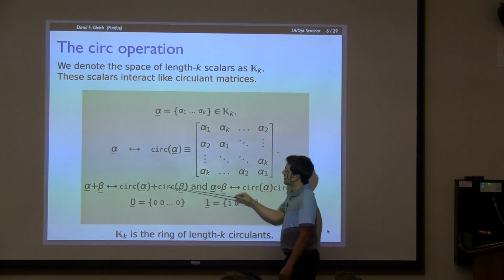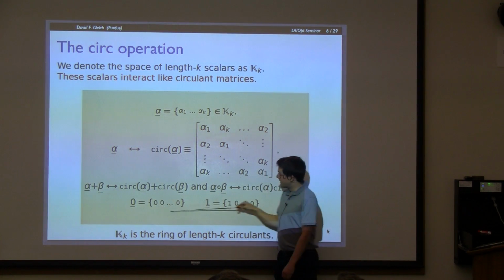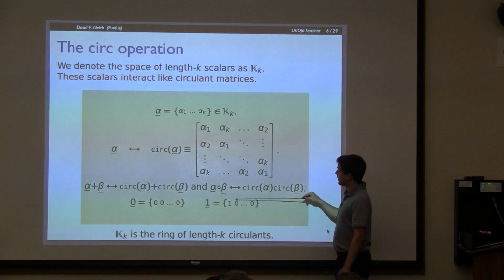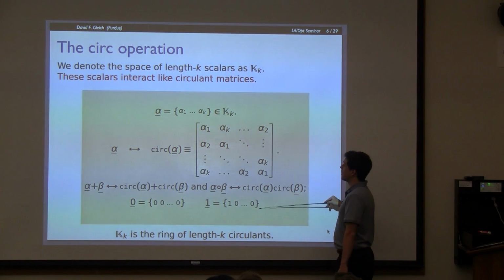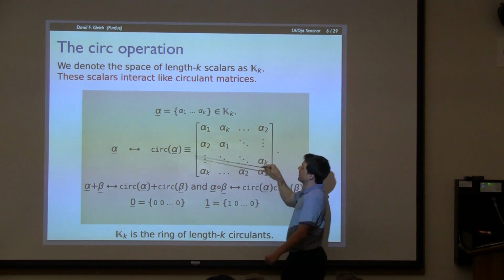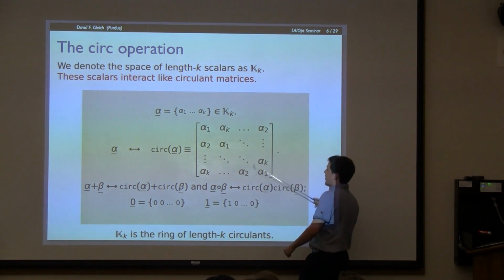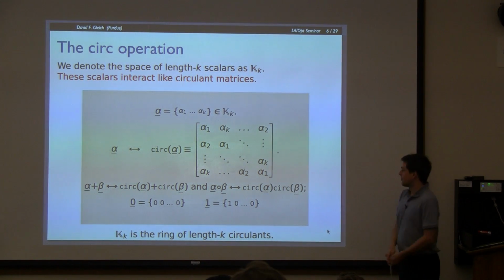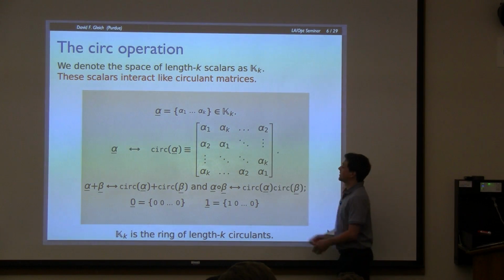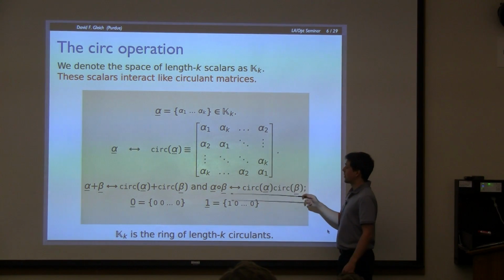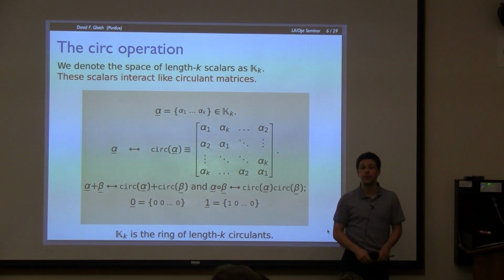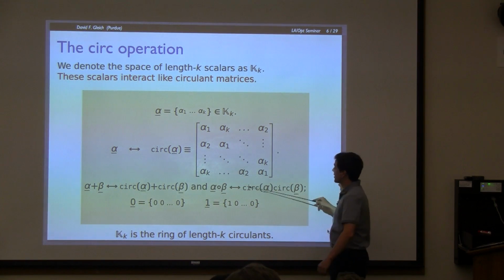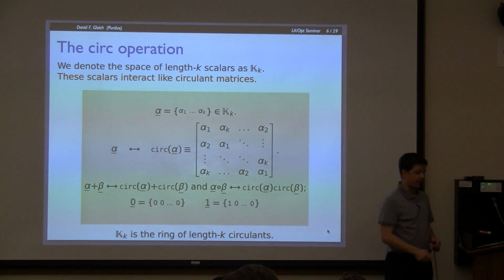So then we also define some 0 elements and 1 elements. The 0 circulant is just the vector of all zeros. The identity circulant is just the vector 1, 0, 0, 0. So what happens if you write the circulant of this vector? You get 1's along the diagonal and zeros everywhere else, which is exactly the matrix identity. So these are how these things interact. At this point, we basically have all the operations we need to do linear algebra. We've got an identity element, an addition operation, and a multiplication operation.